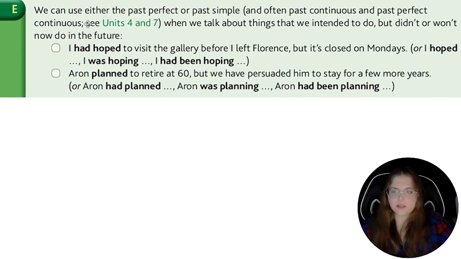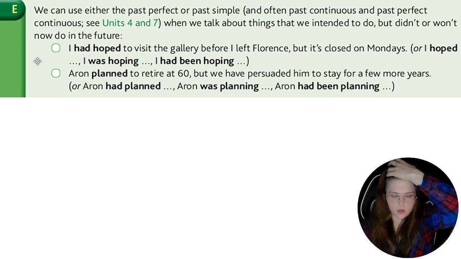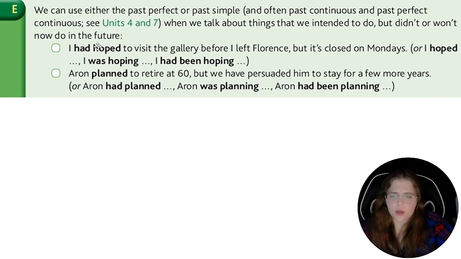Next, we can use either the past perfect or past simple, and often past continuous and past perfect continuous, when we talk about things that we intended to do but didn't or won't now do in the future. I had hoped to visit the gallery before I left Florence, but it's closed on Mondays. Or I hoped, or I was hoping, or I had been hoping, to visit this gallery, but now I can't do this.